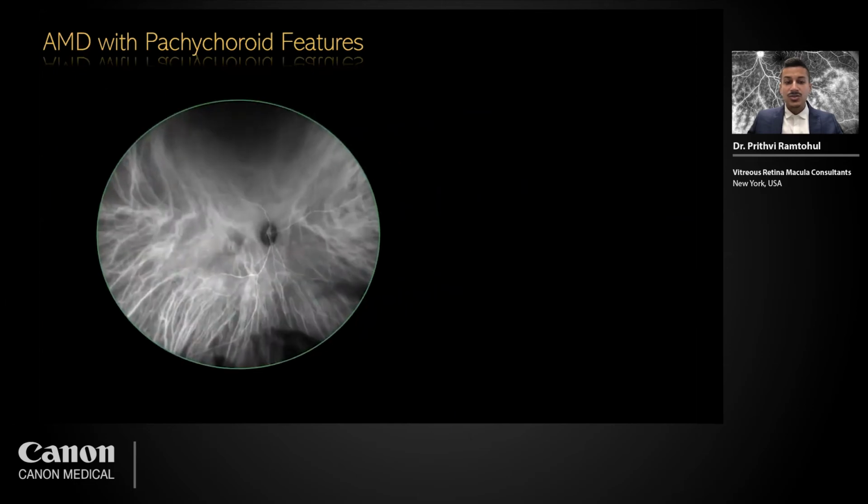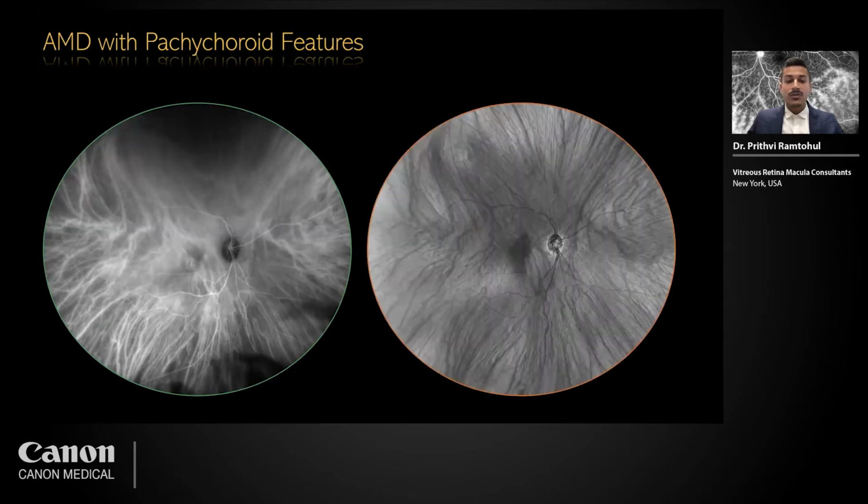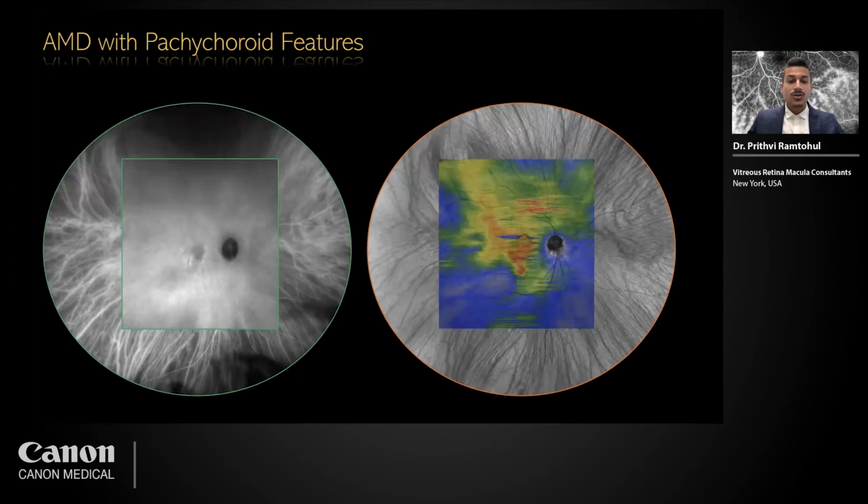In this case, you can see a prominent supratemporal vortex vein with pachyvessel crossing the horizontal watershed zone, which is confirmed on the en-face ultra-wide field OCT image. The thickness map also shows a prominent choroidal venous congestion along the supratemporal vortex vein and in the macula. And the increased choroidal thickness colocalized with choroidal vascular hyperpermeability on the late phase ICG-A.